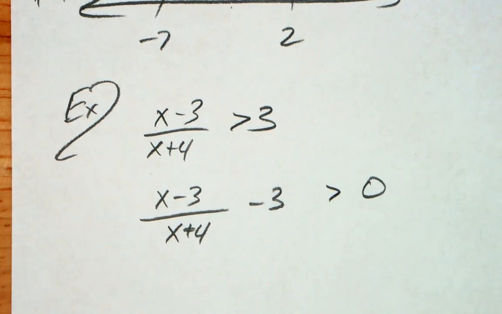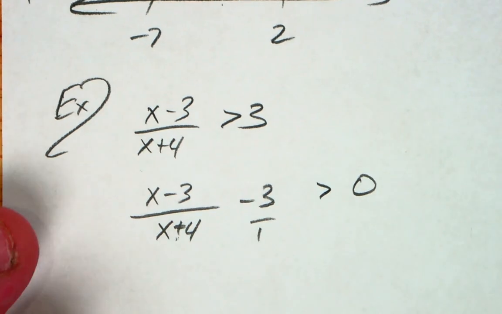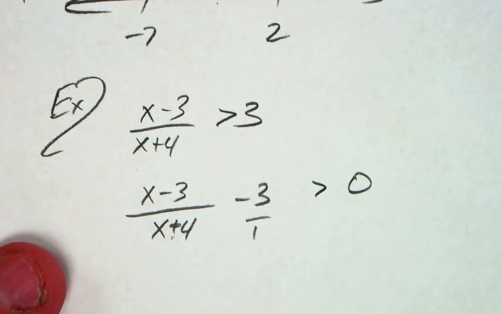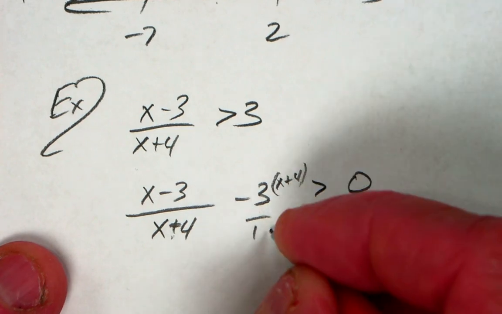Okay. So now I need to add these 2 things together. In order to add 2 things together, what do I have to find when we're dealing with fractions? I need a common denominator. My common denominator is going to be x plus 4. Right now, this is over 1. So how do I deal with this? I multiply this by x plus 4 over x plus 4.